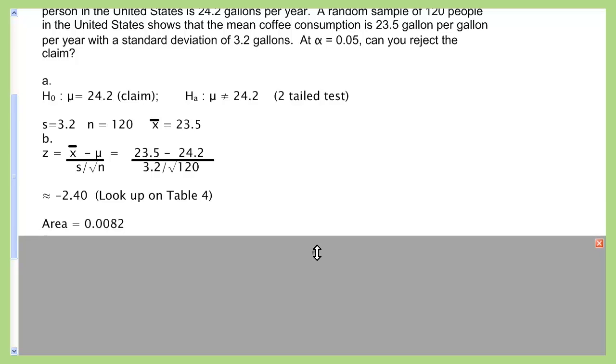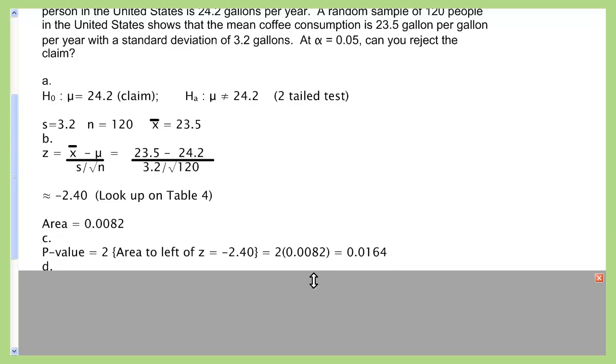Look that up on the table, and when you do, you'll find out that the area is 0.0082. So you're going to need to look in the back of the book on the table. Because this is a two-tailed test, that area is twice as big because there's a left-hand side of the tail and a right-hand side of the tail. So you multiply 2 times 0.0082 to get your p-value, and your p-value is 0.0164.